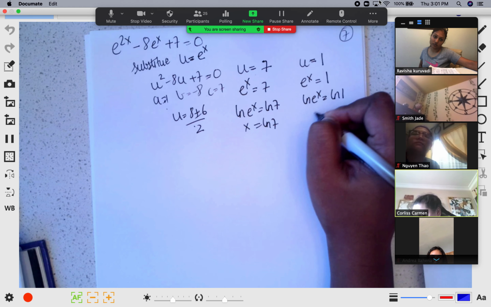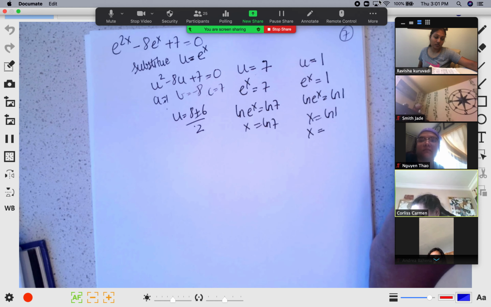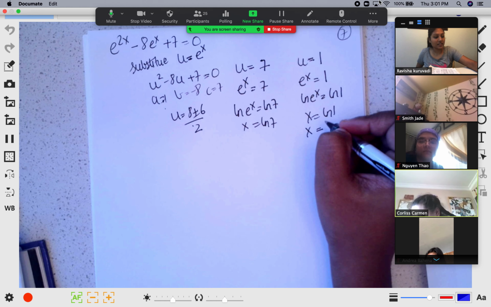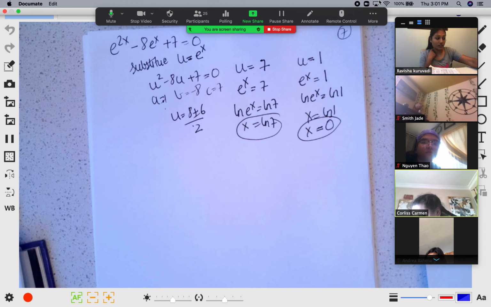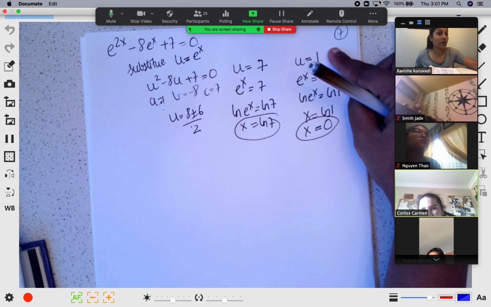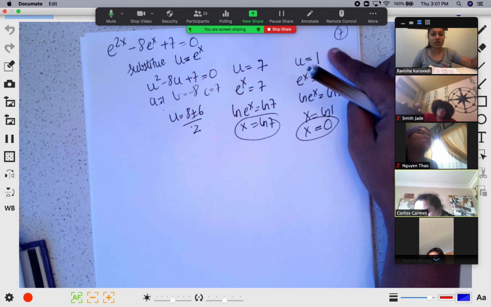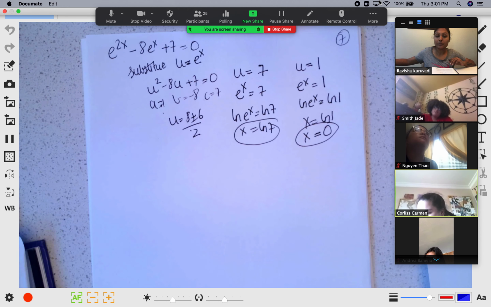What is ln 1? It's just 0. So you got your x as 0 and x as ln 7. If you leave your answer here as 7 and 1, you won't get any marks for this. So make sure you substitute back your x. That's a very important step.